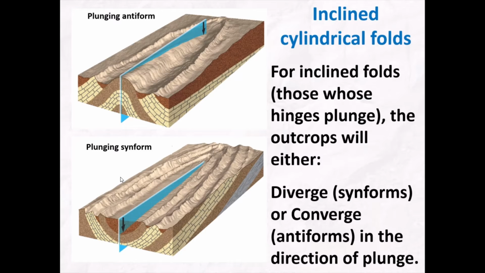So for instance, if you have a plunging antiform and you were stood on this bed of limestone, you can see that if you were to follow that bed of limestone, you'd quickly go around the hinge zone and start coming down the other way. The outcrop pattern would close in the direction of plunge. If you were to be stood on a limestone bed in this synform, if you were to walk in the direction of plunge, you could see that the outcrop patterns will get wider and wider. They get further and further apart from each other.